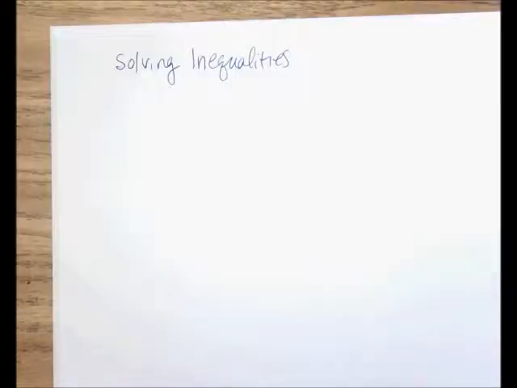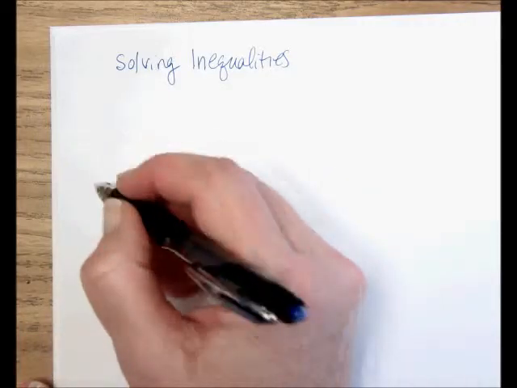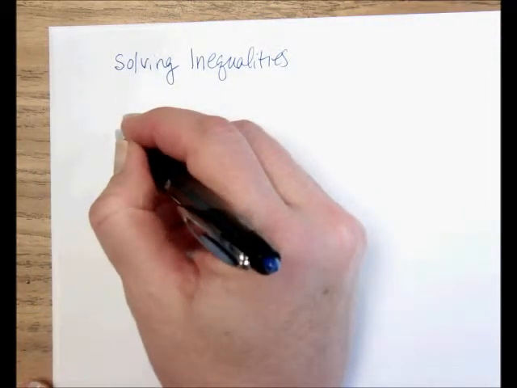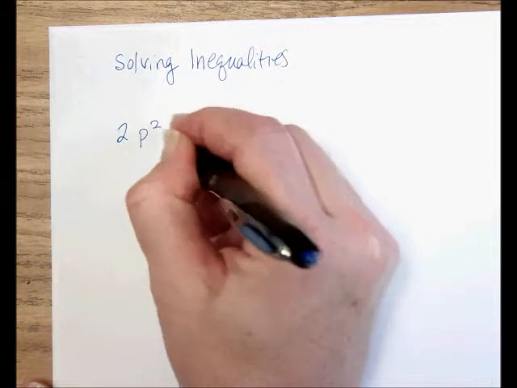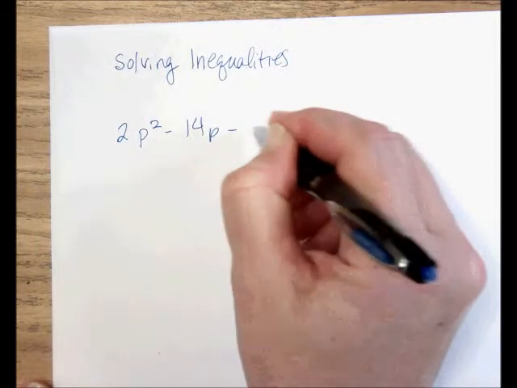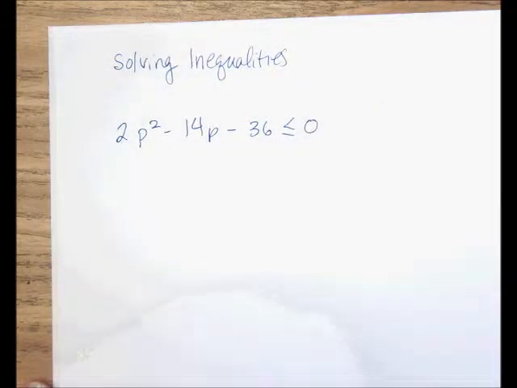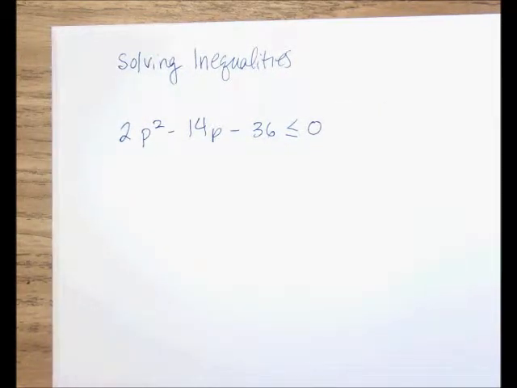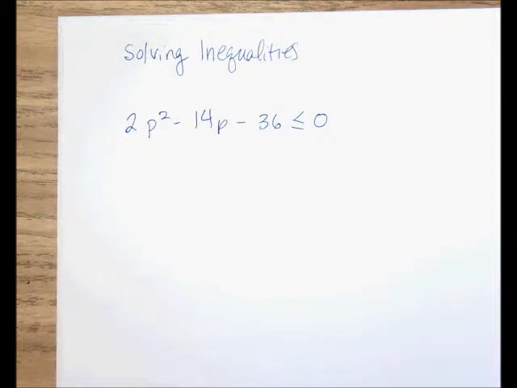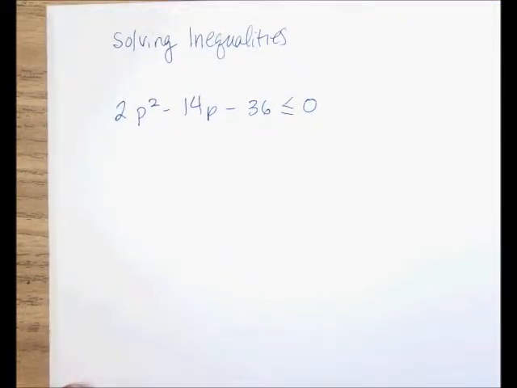Today we learned about solving inequalities. So I'm going to take some problems that we could factor out, and I'm going to teach you how to solve inequalities. So the first problem that we're looking at is going to be 2p squared minus 14p minus 36 is less than or equal to 0. So I have a problem like this, and we talked today about the steps that we had.